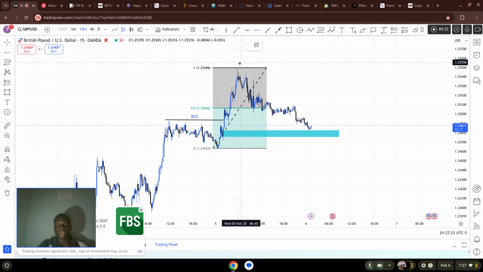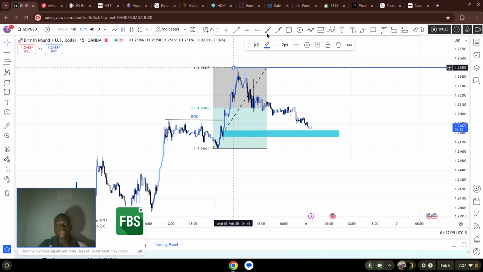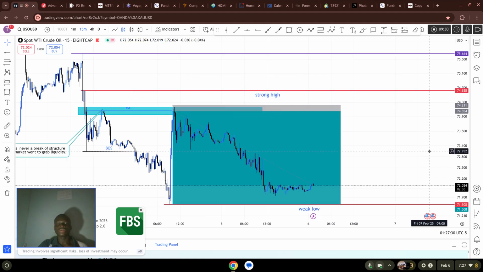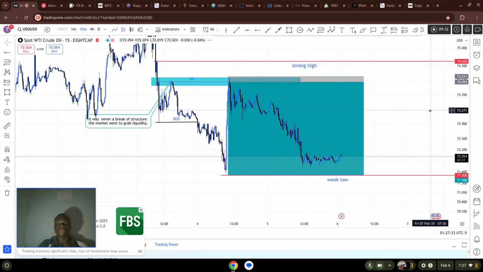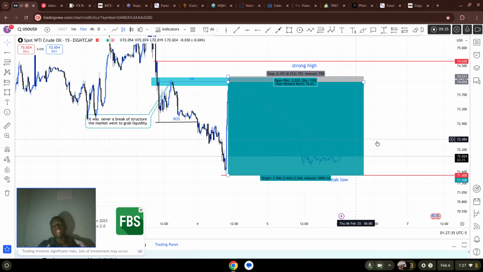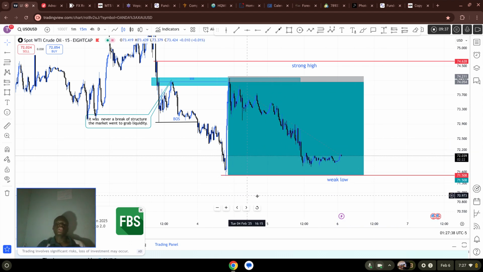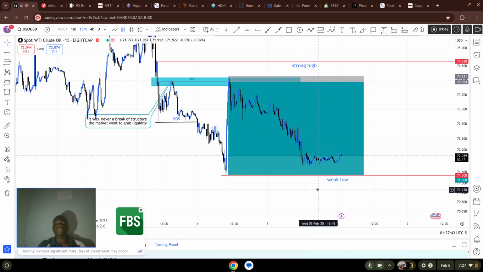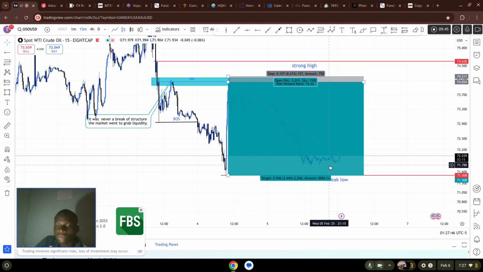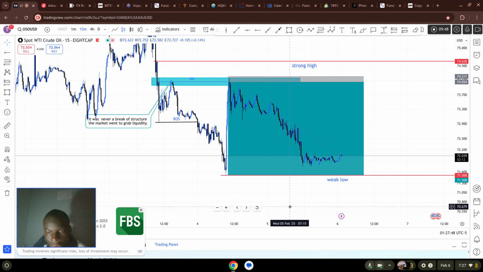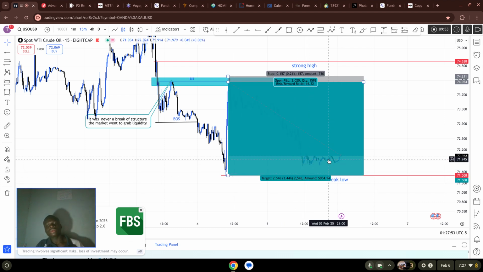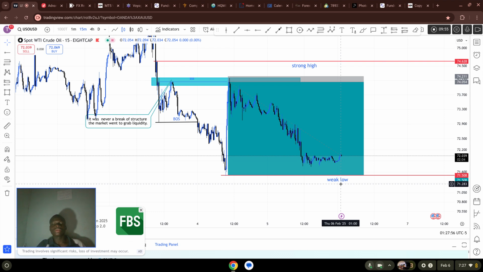So we have this very strong low, very weak high. So let's talk about that. For US30, we still capitalize on the spread, waiting for the market to break out of the structure. So we're still waiting. The moment the market breaks the structure, we expect the market to generate liquidity.